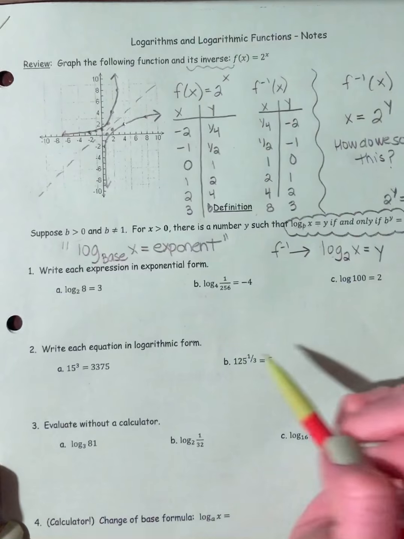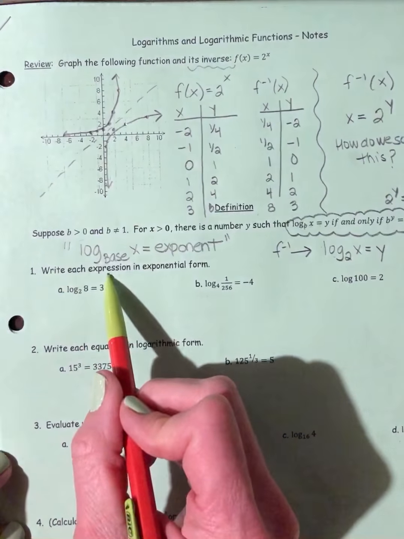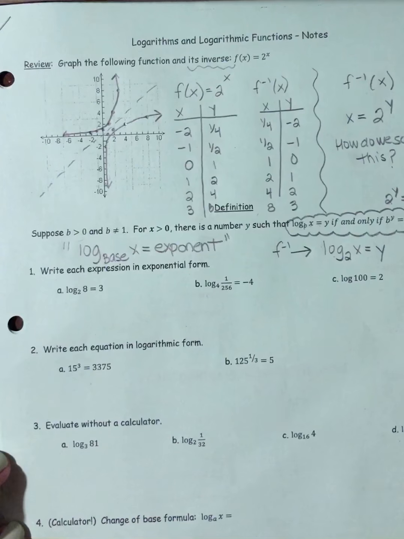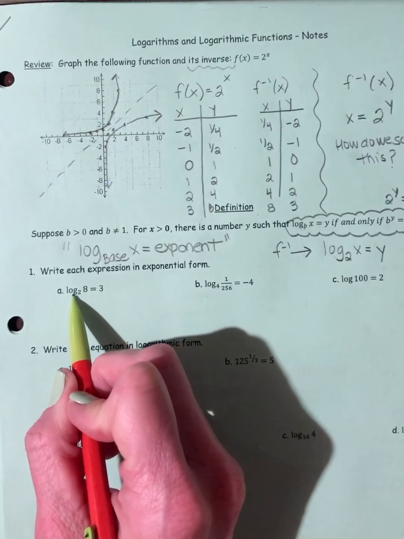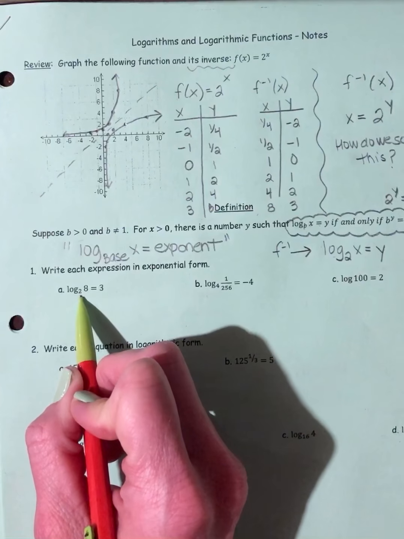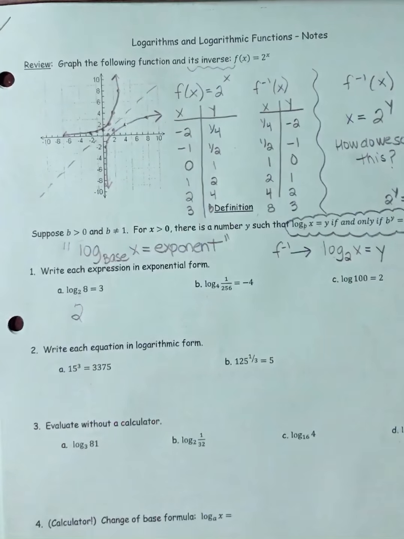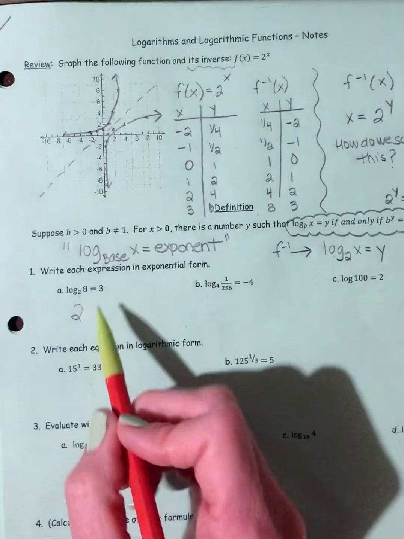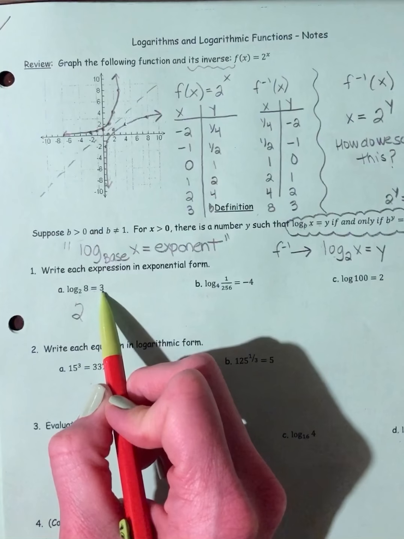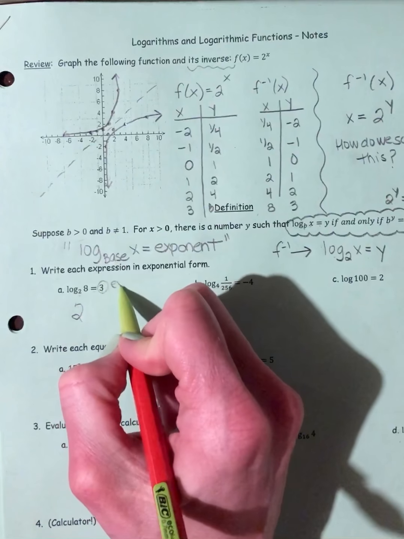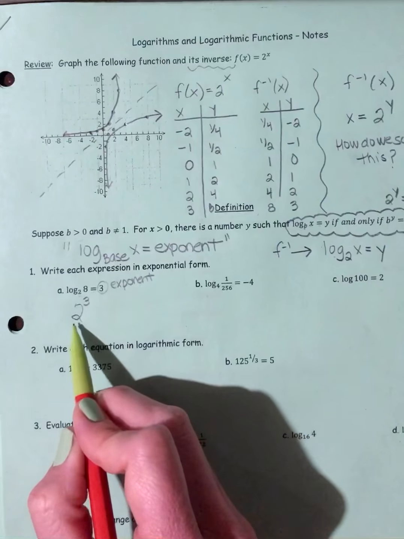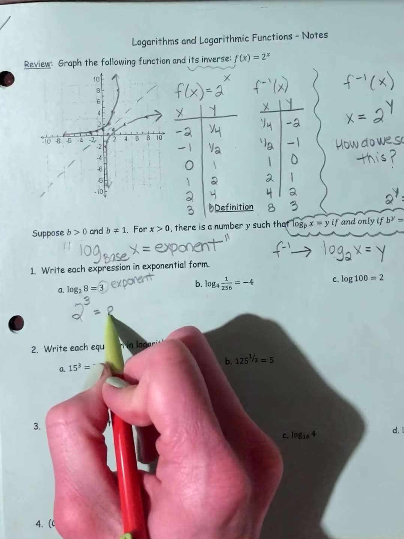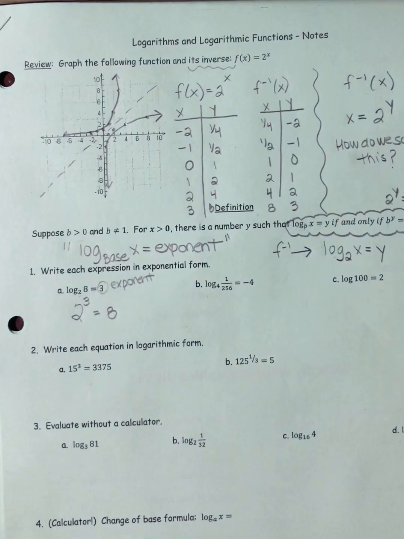Okay, so let's take the first example here. Write each expression in exponential form. So I'm giving you a logarithmic expression and I need to write it in exponential form. So again, log base b. So the base in this case is 2. Okay. Log base b of x equals the exponent. So this 3 is my exponent. Okay. So 2 to the third equals 8. And that's a true statement.